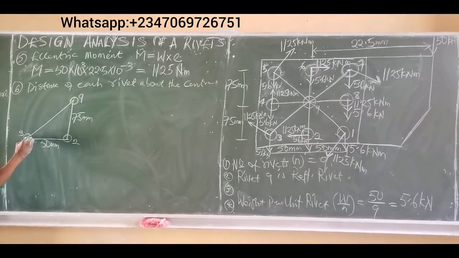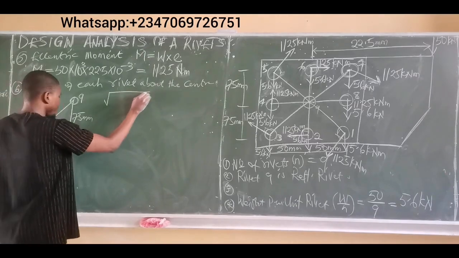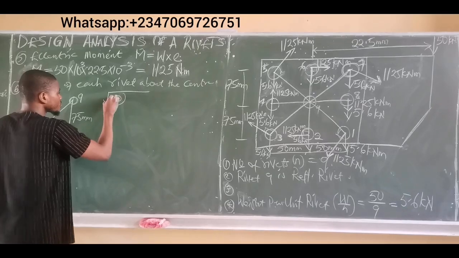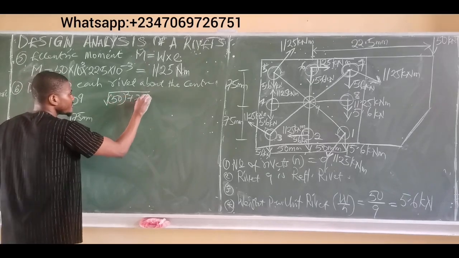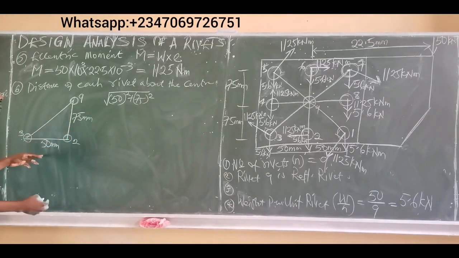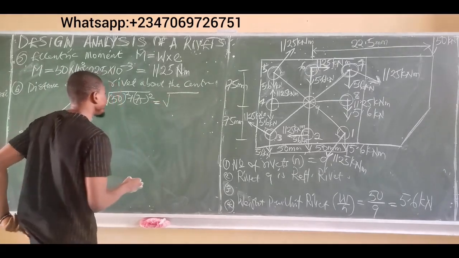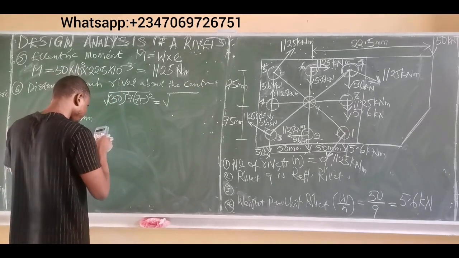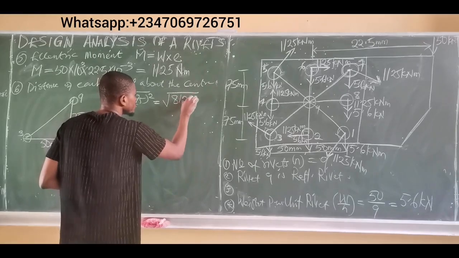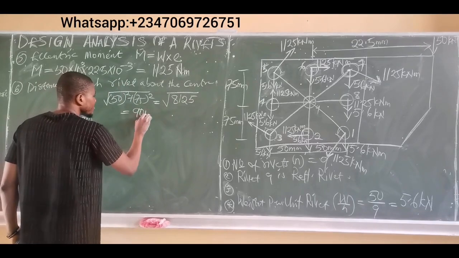So which means in order to find the distance between rivet 3 down to rivet 9, we need to employ what? Pythagoras theorem. So from Pythagoras theorem, we have the square root of 50 all squared plus 75 all squared, the sum of the square of the two adjacent sides. So this is equal to the square root of 50 squared plus 75 squared. That gives us 8125. So take the square root now. That simply gives us 90 millimeters.